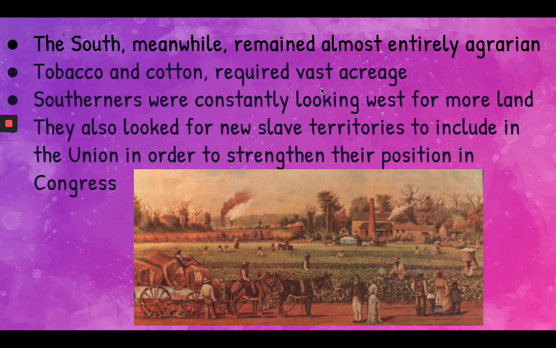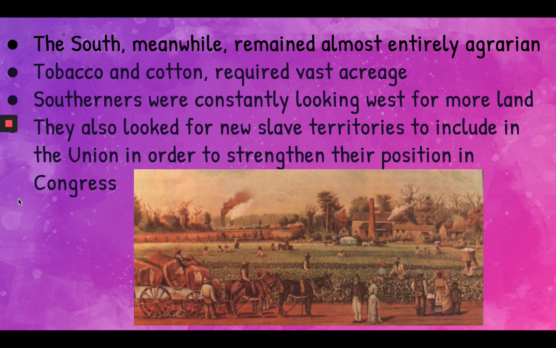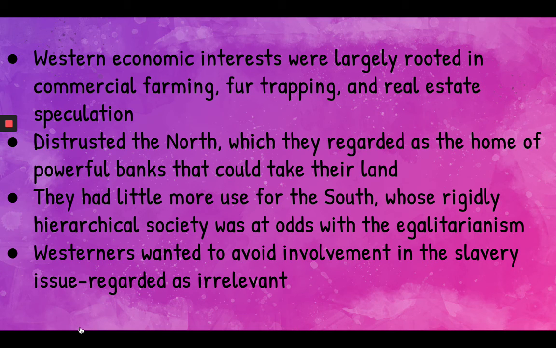Tobacco and cotton required vast acreage, so there were a lot of big landowners. Southerners were constantly looking west for more land, and we know that our friend Andrew Jackson will help them with that. They also looked for new slave territories to include in the Union in order to strengthen their position in Congress. So when we talk about all these compromises and provisos and other pieces of legislation, a big goal was this: the more states and the more people you have that agree with slavery, the more power and the more say-so you're going to have in Congress. Thus, the more likely it'll be that slavery remains legal. And most Southerners really desired that, not for racist reasons, but for economic reasons.